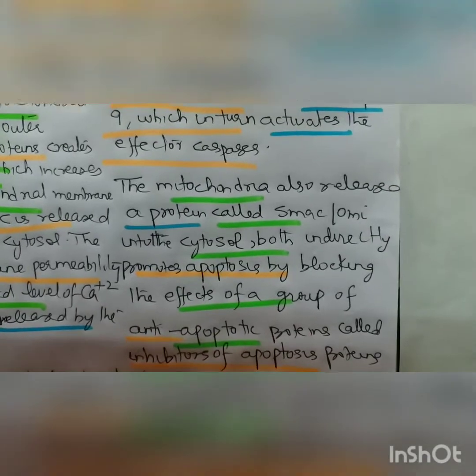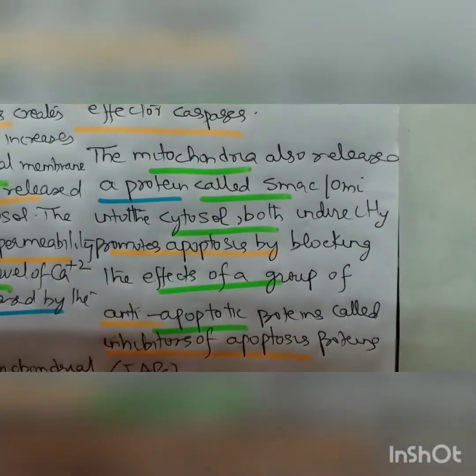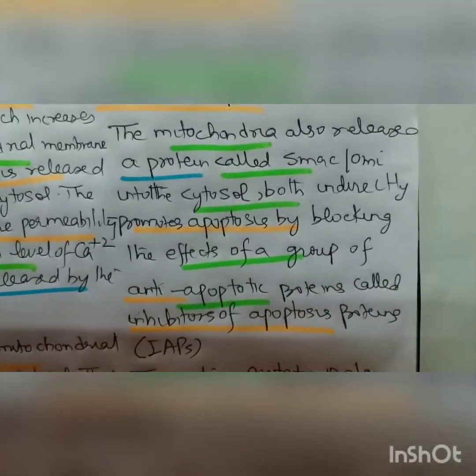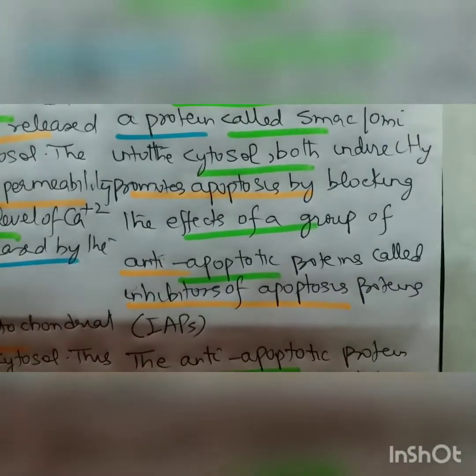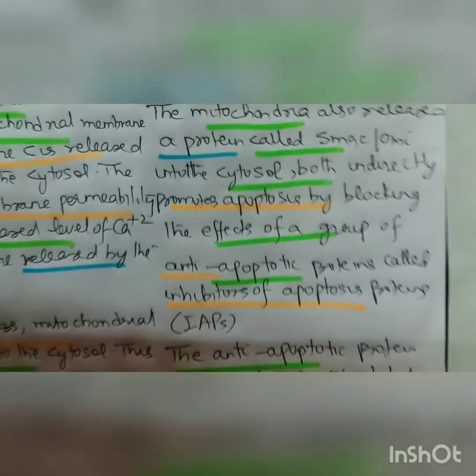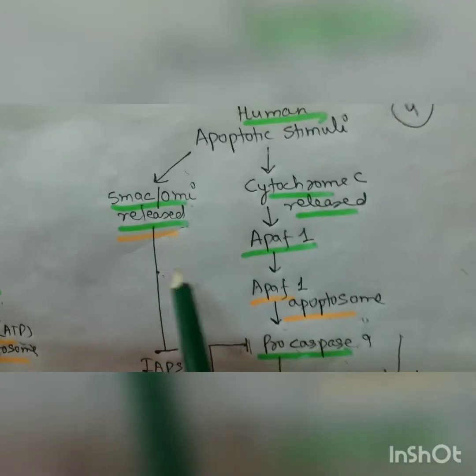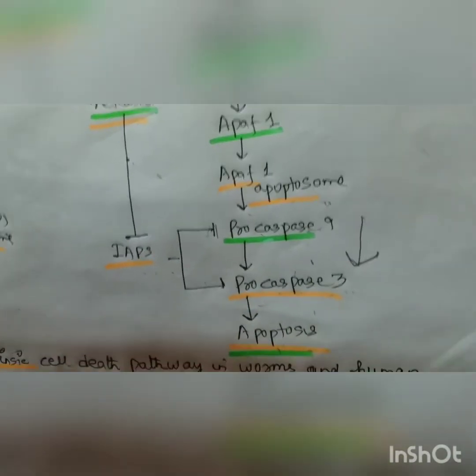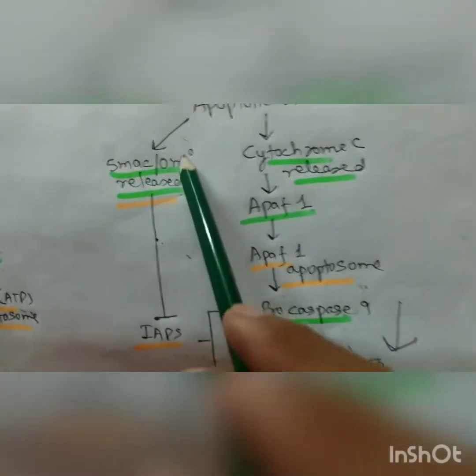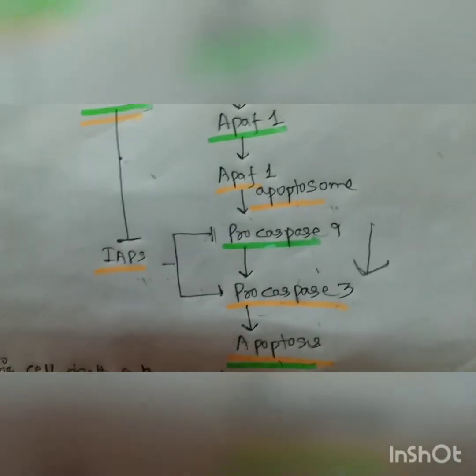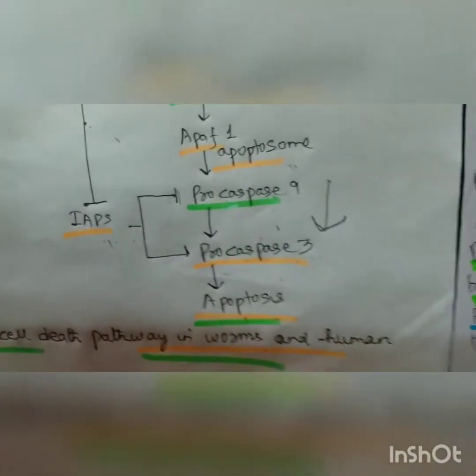The mitochondria also release proteins called SMAC and OMI into the cytosol simultaneously. Both indirectly promote apoptosis by blocking the effects of a group of anti-apoptotic proteins called inhibitors of apoptosis, that is IAPs. This we did yesterday. Here is the human apoptotic stimuli. SMAC and OMI are released, and this process we did, procaspase 9 to 3, then apoptosis. IAPs inhibit procaspase 9 and 3 and stop the apoptosis, and SMAC and OMI inhibit the IAPs and allow procaspase 9 to activate procaspase 3 downstream.